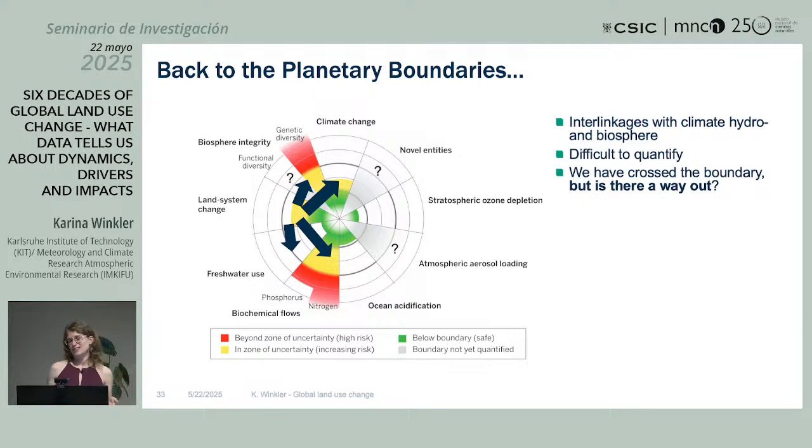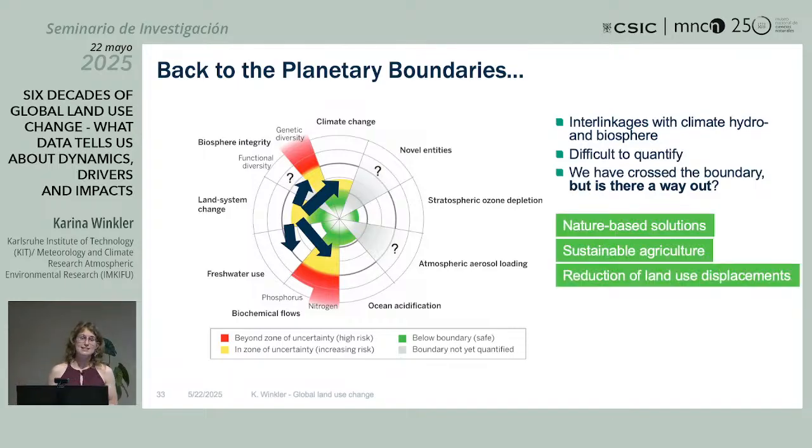How can we reduce this effect? How can we reduce this trend? And there's many different solutions discussed and applied at different regions, at different scales. Many people talk about nature-based solutions, about changing the way we produce food, trying carbon farming, integrating agriculture with nature-friendly practices, and also reducing the land use displacements.